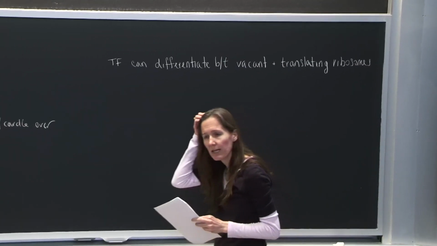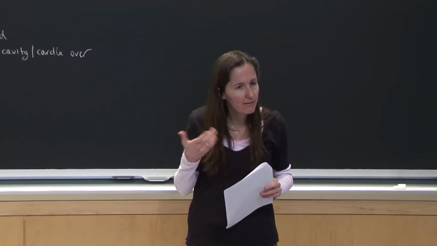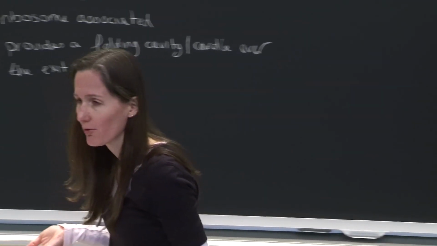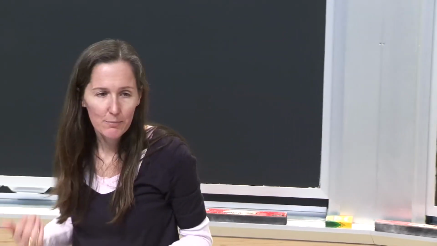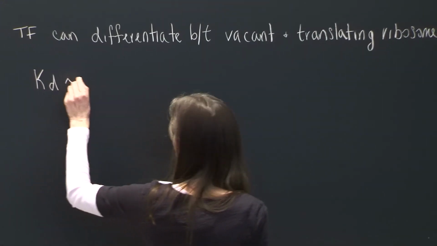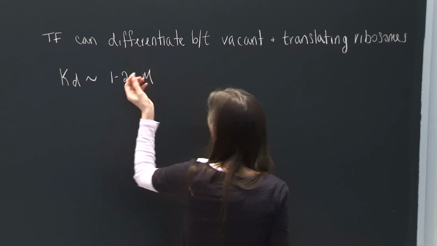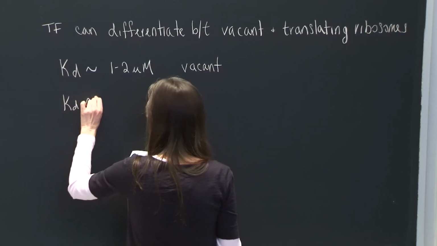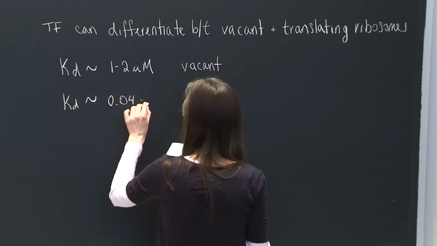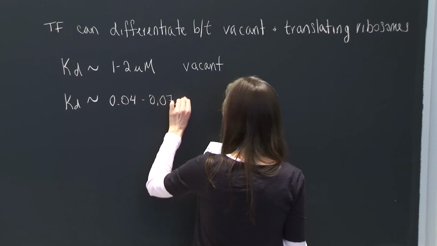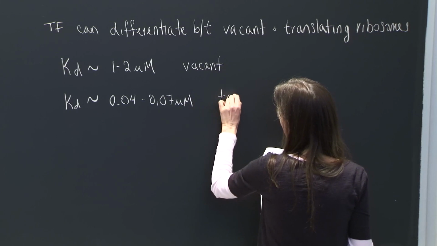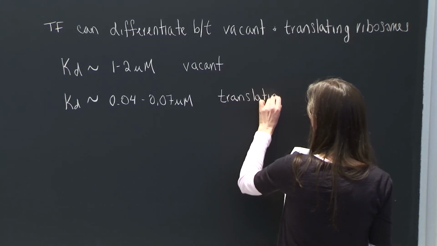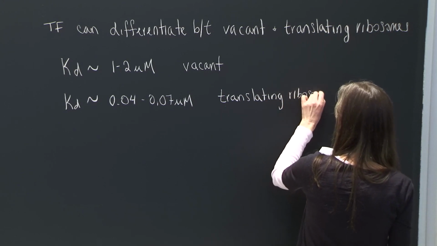Okay, and so what's found from in vitro studies is that the binding affinity, which I'll describe as a dissociation constant, which is 1 over the Ka, of trigger factor for the ribosome varies by several orders of magnitude depending on whether or not the ribosome's translating. So we have a Kd measured on the order of 1 to 2 micromolar if the ribosome is vacant, and a Kd of about 40 to 70 nanomolar for a translating ribosome.